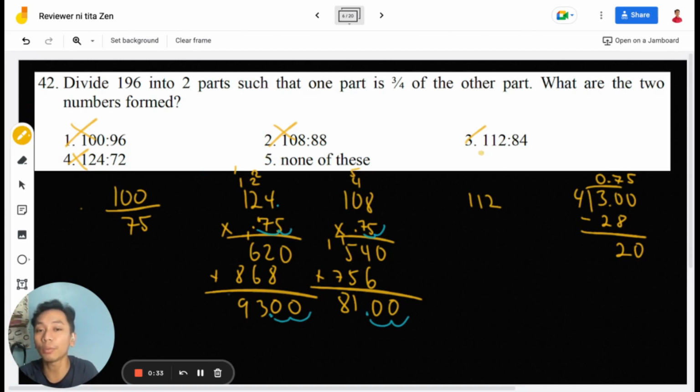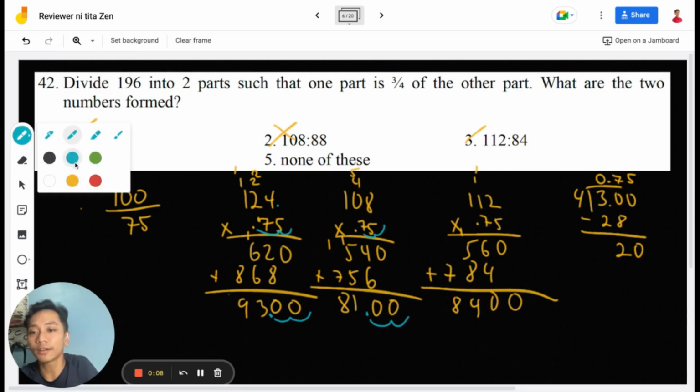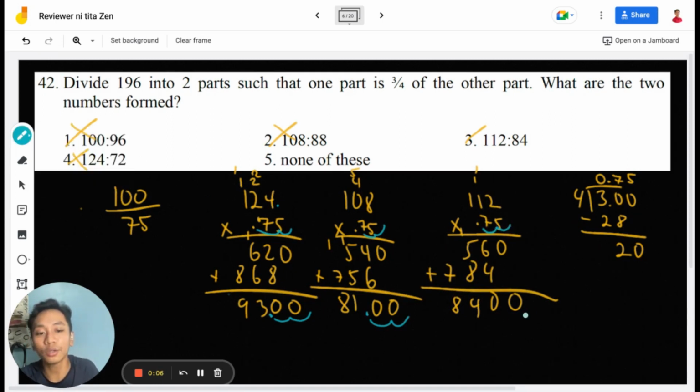Isa na lang natitira, but we want to make sure na yan ang sagot. Kasi merong option that says none of these. Tingnan natin yung 75% ni 112. It's 10. This is 5 plus 1. This is 5. This is 14. This is 7 plus 1. This is 7. Add natin. 0, 0. This is 13 plus 1. Then this is 8. And look at that. 1, 2, 1, 2. Nahanap natin yung ating tamang sagot.